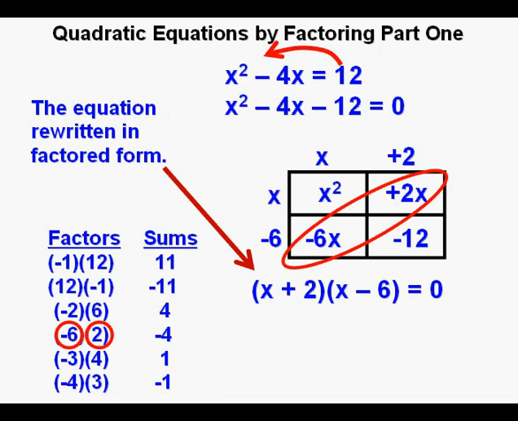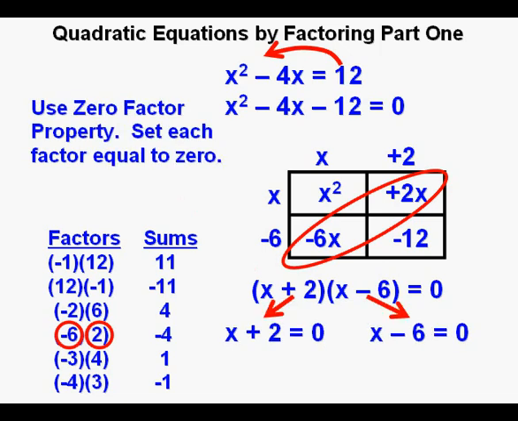We rewrite the quadratic equation in factored form. Quantity x plus 2 times quantity x minus 6 equals 0. Do not stop here. The solutions are not x equals 2 and x equals negative 6.